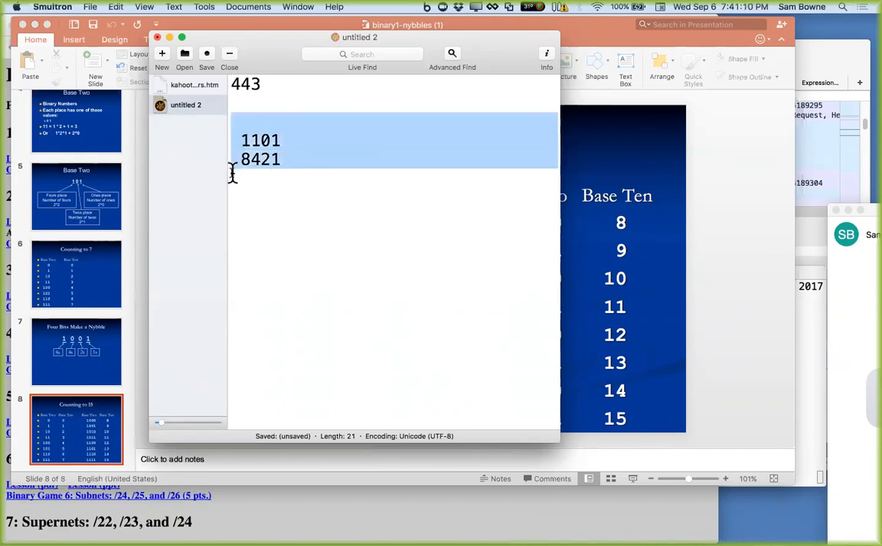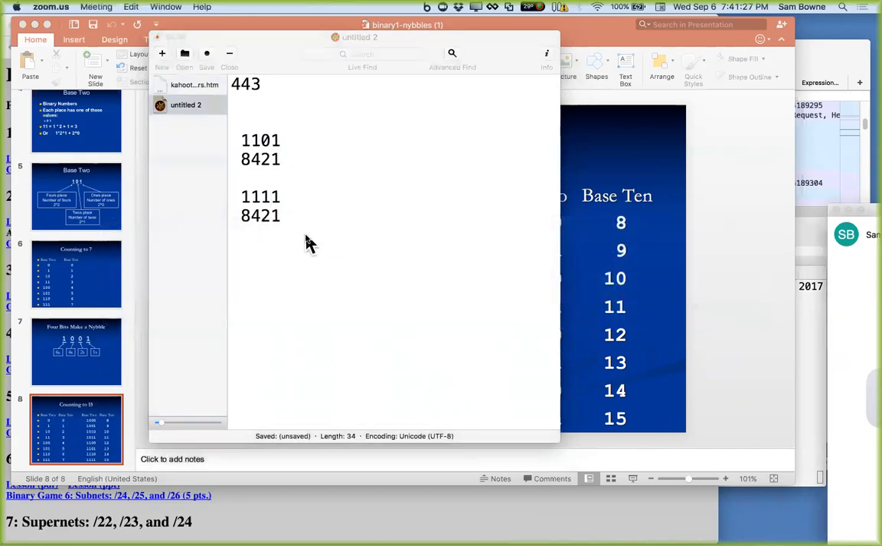And if you do this one here, the biggest one, you have a 1, a 2, a 4, and an 8. So that's 15. Okay? Any other questions? Let's see if you can do it with the glorious Kahoot.